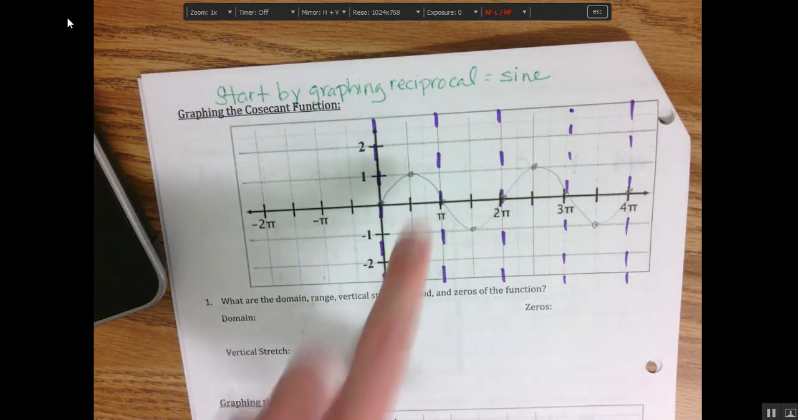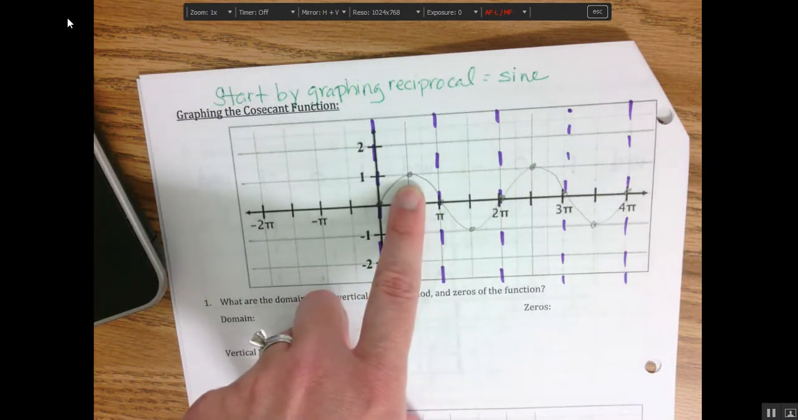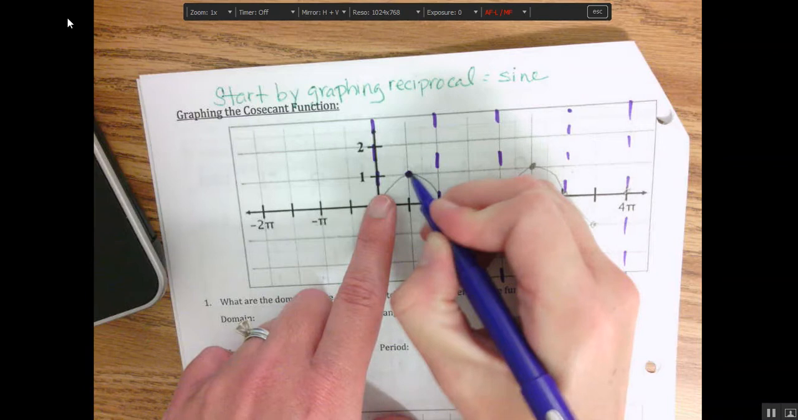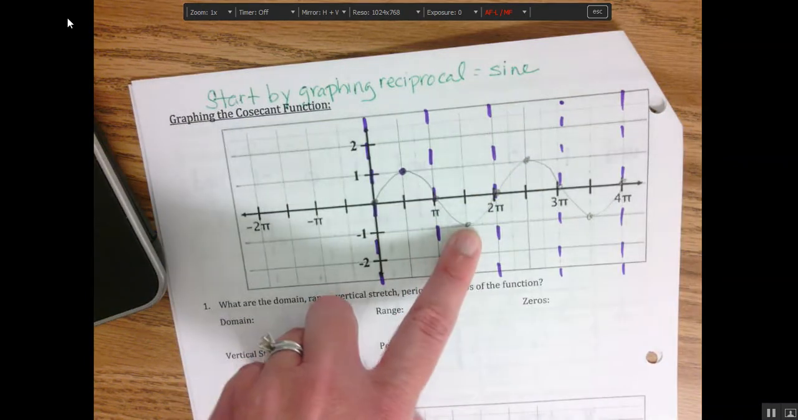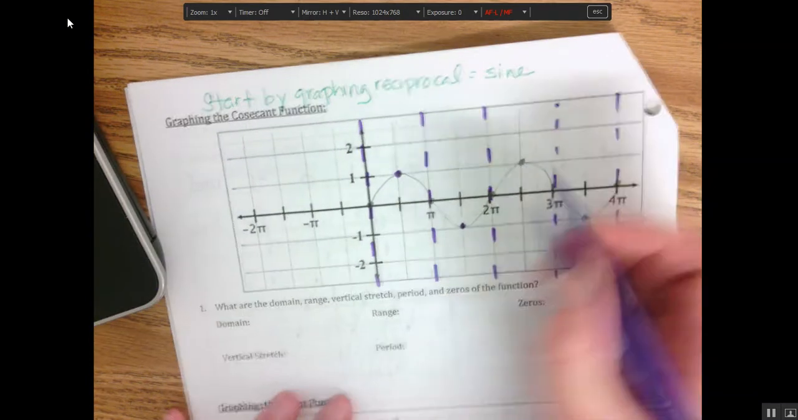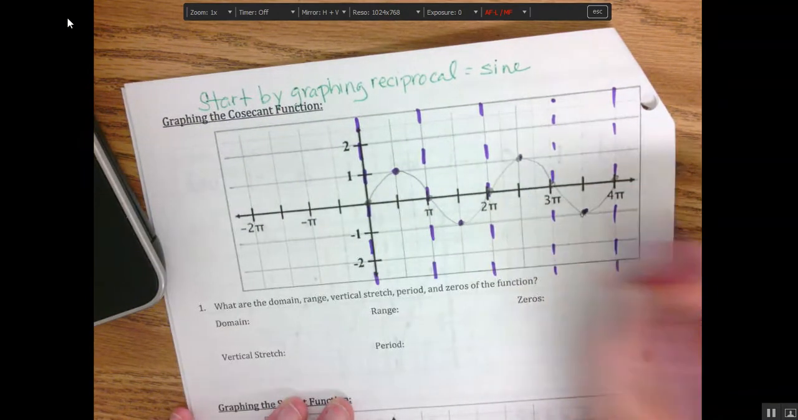All right, when the sine is 1, what's the reciprocal of 1? Yeah, it's 1, because it's 1 over 1, right, which is just 1. So this is the same point. And the reciprocal of -1 is 1 over -1, which is -1. So they share these points. All of these points, 1 and -1, they share.